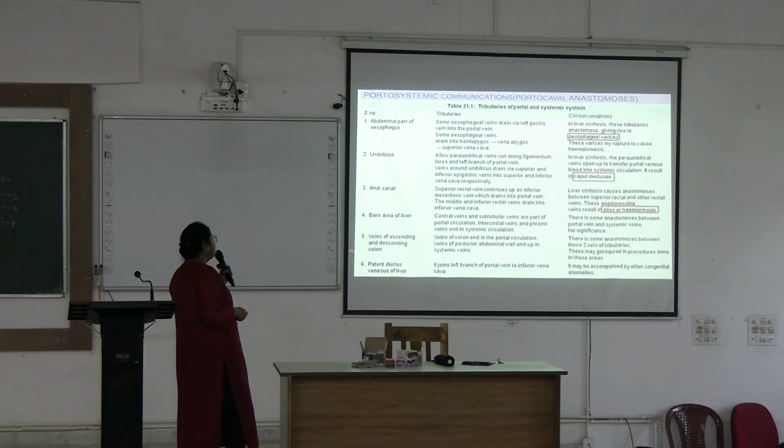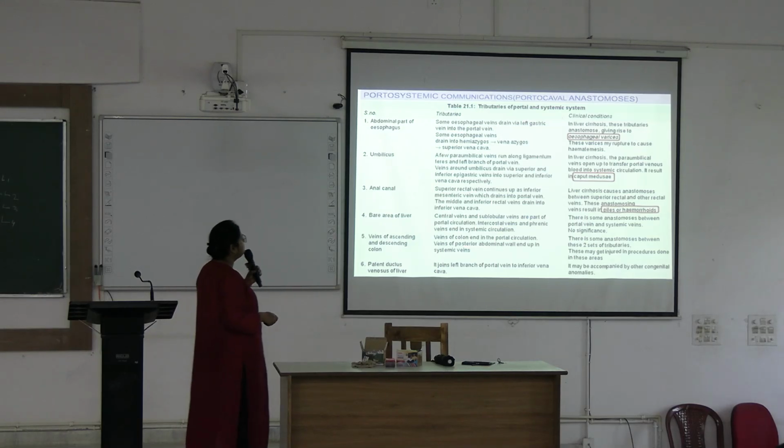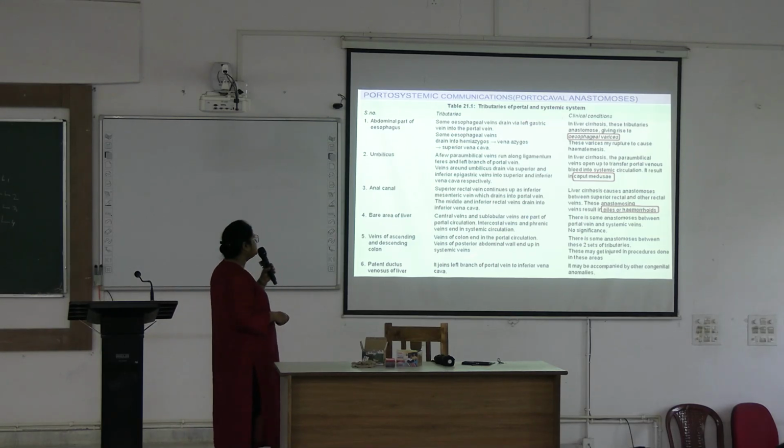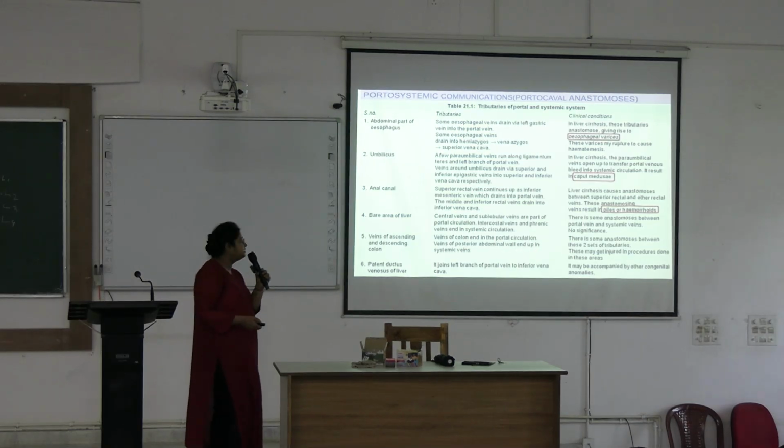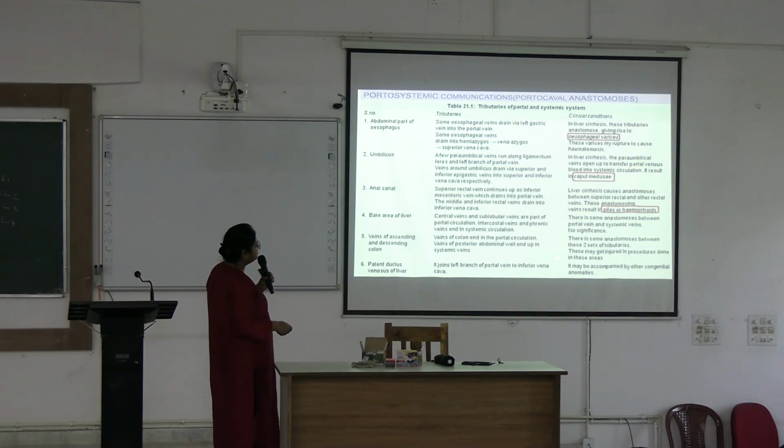And veins of ascending and descending colon. Veins of colon end in portal circulation, and veins of the posterior abdominal wall end up in systemic veins. And there is some anastomosis between these two sets of tributaries, and these may get injured in procedures done in these areas.